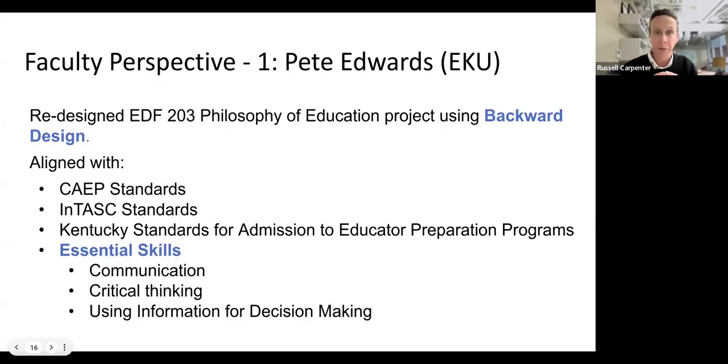So each faculty member is going to share a glimpse, a window into what backward design looks like within the disciplines and the courses that they're teaching. So I would suggest making some notes and drawing some parallels to the courses that you're planning and the courses that you are teaching as well. So Pete, would you like to get us started?